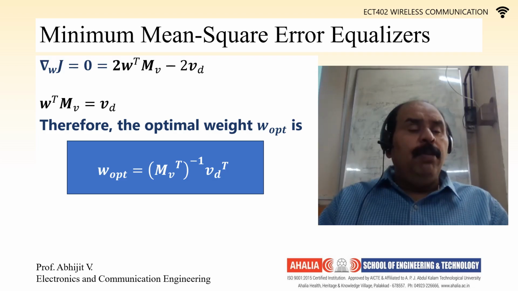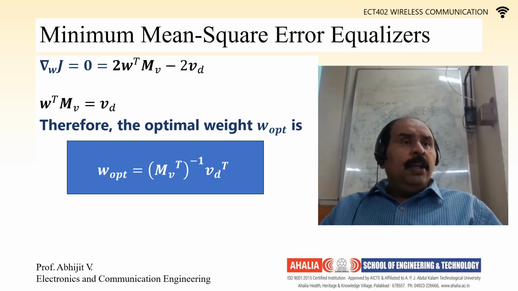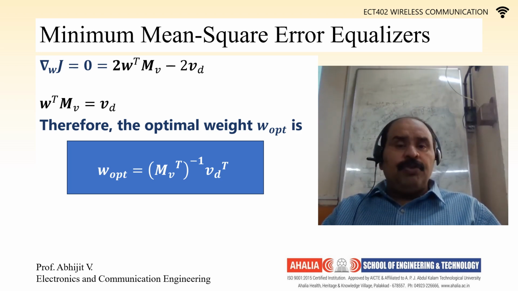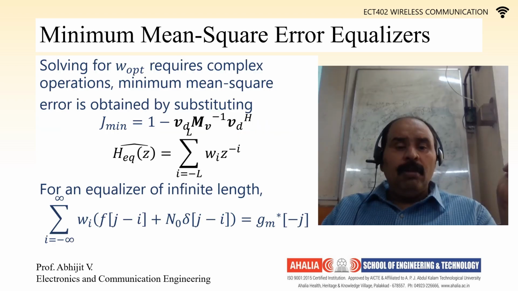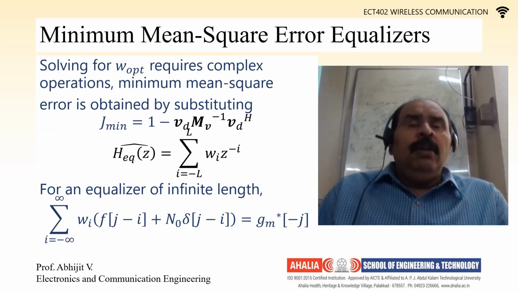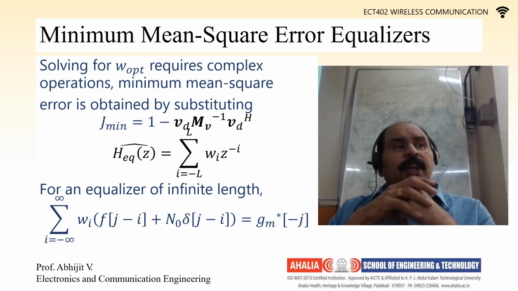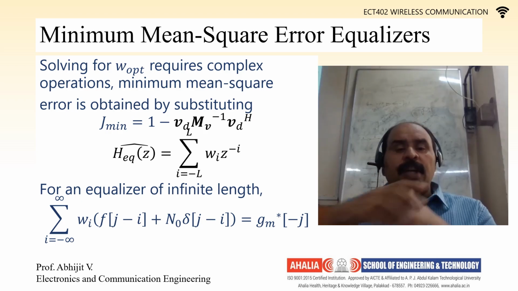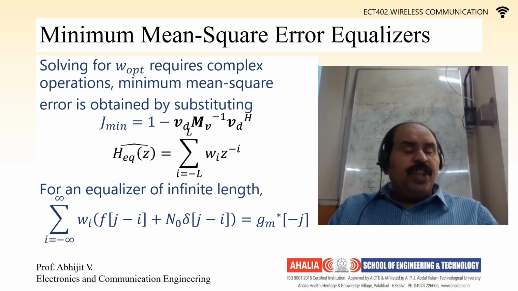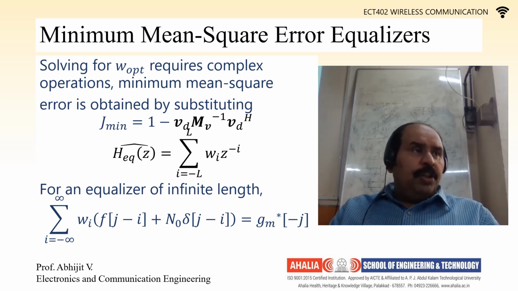So the gradient of J with respect to W is set to 0. So we'll get W transpose MV is equal to VD. Therefore, the optimal W is nothing but MV transpose inverse VD transpose. Now we are going to solve for W opt. As such, solving for W opt requires very complex operations. So what we are going to do is find the minimum value J min, which is defined as 1 minus VD MV inverse VD Hermitian H.